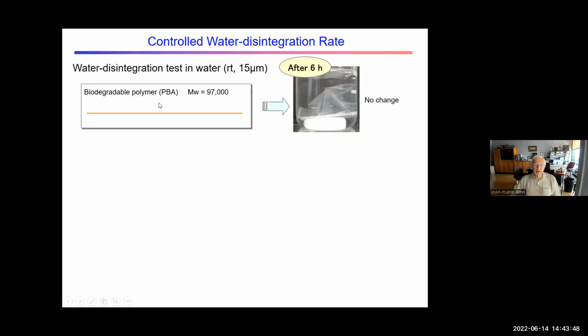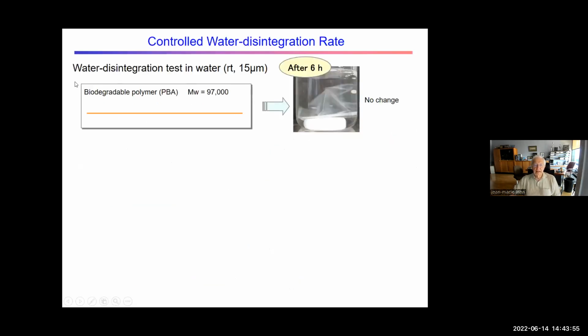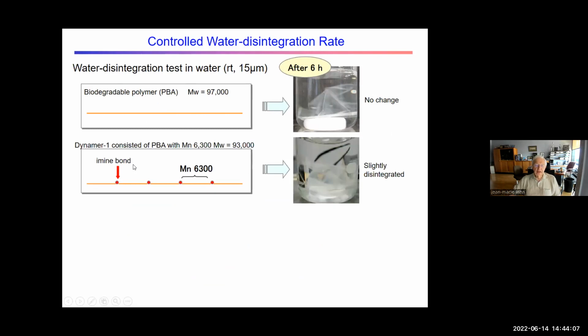The polyester film without imines, after 6 hours in water, has no degradation. The molecular weight is about 97,000, no change, no degradation. When you now introduce imine centers in this polymer, with molecular weight 6,300 between the imines, then you can put it again in water.